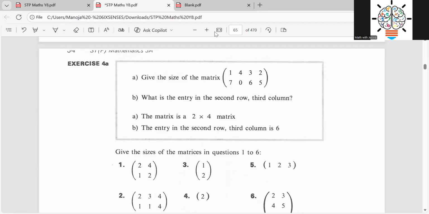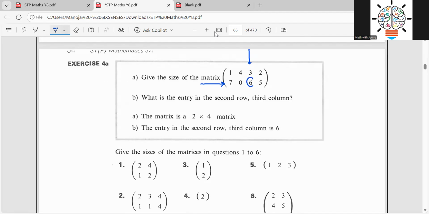And the second part, what is the entry in the second row? Okay, so then you slowly go to the second row, the second row, third column. This one, that means they are talking about this entry. The entry in the second row, comma, third column is 6, right? So you can copy down this box example. This is the exact way you want to write your answers, children.